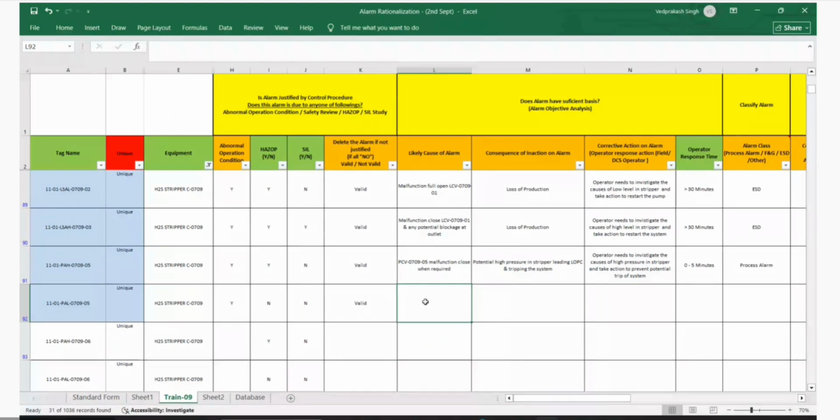So PCB malfunction full open, right? Now we say same thing. Yes. Open when not required. Yeah, open when not required. So this will have potential low pressure stripper, have production loss, deferred production, leading to loss of production. We have trip on low pressure.